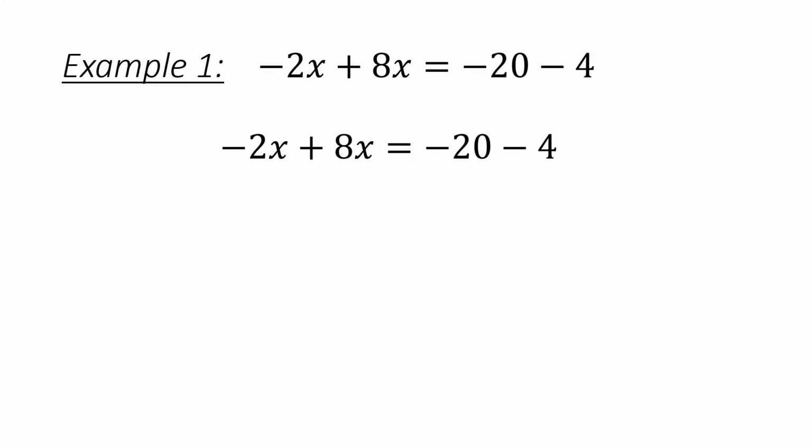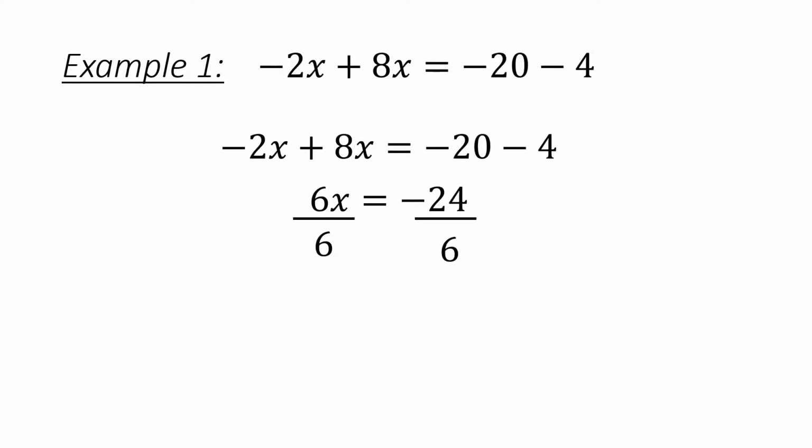Since negative 2x and 8x are like terms, we can add those. That's going to give us 6x, and then negative 20 minus 4 simplifies down to be negative 24. Now we have a one-step equation where we have 6x is equal to negative 24, and 6 and x are being multiplied, so we have to undo multiplication, and so we need to divide both sides by 6 to get rid of 6 to get x by itself.